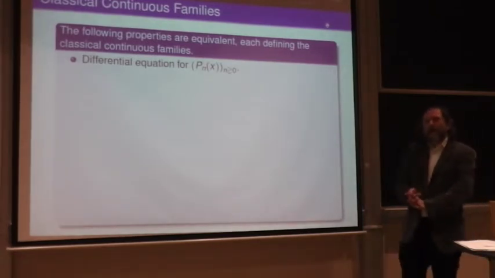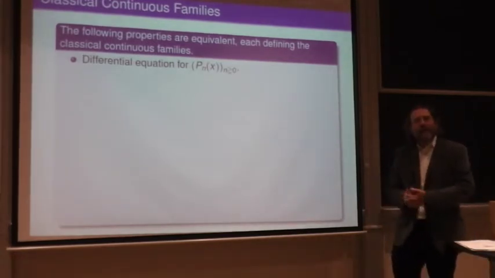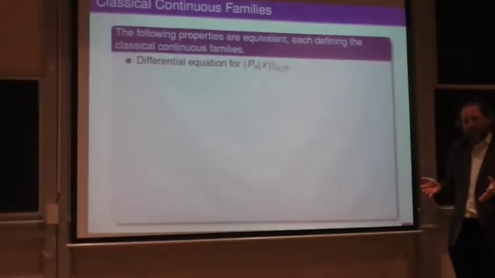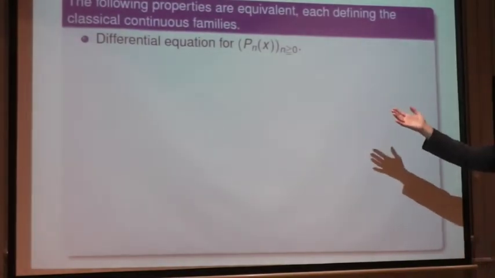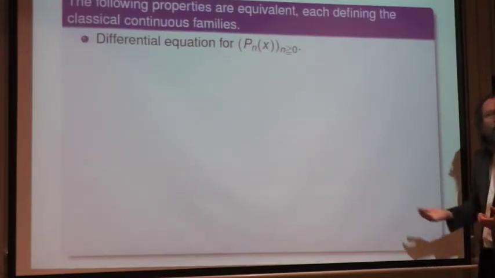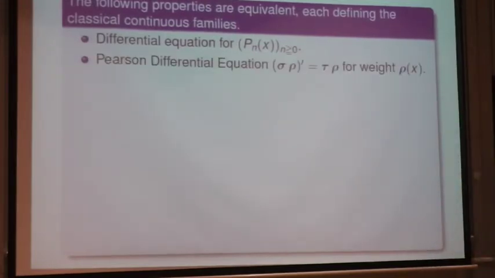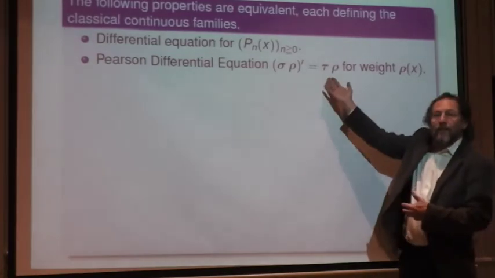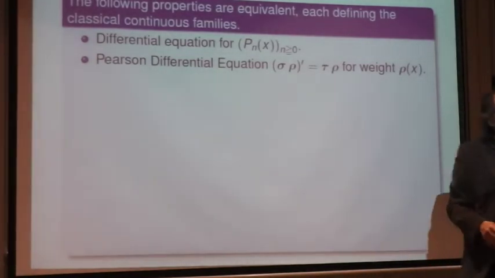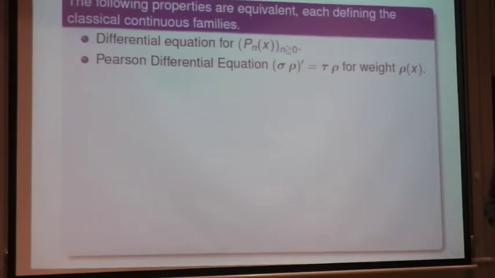Now I give you a list of, I think, 6 or 7 different definitions that we could use to define the same families. We started with the differential equation. That was my favorite. If we start with the differential equation, it turns out you get exactly these families. But we could also have started with the Pearson differential equation. So we could have searched for such a rho, a weight function, which satisfies this equation. Then one can show the polynomials that we find there are orthogonal and satisfy this differential equation. So we can also start here with the Pearson.